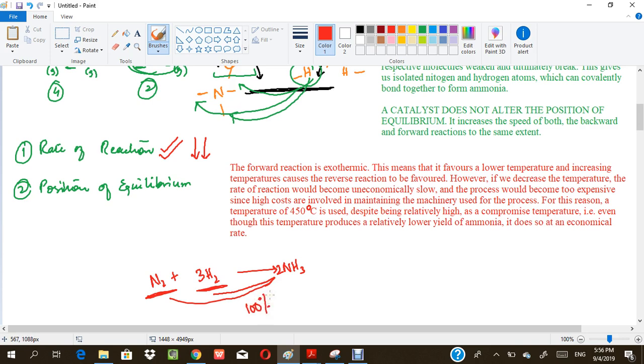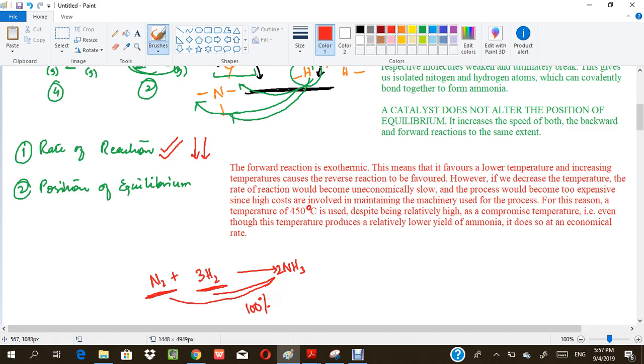Why? Because 100% of the reactants are used up to form the product, with no wastage, with no remaining reactant. That's called a 100% yield. And when we studied the chapter of moles, I told you at that point of time that it's not possible. No reaction actually has a 100% yield.